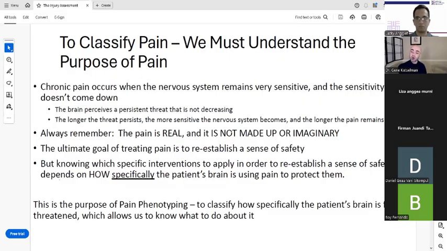So if you've ever worked with a patient and you're thinking, well, this should have healed a while ago, or why is this person still having pain? They sprained their ankle and it's 2 years later, it should have healed. Because for whatever reason, the brain still feels threatened. So the brain perceives a persistent threat that is not decreasing. And the longer the threat persists, the more sensitive the nervous system becomes and the longer the pain remains.